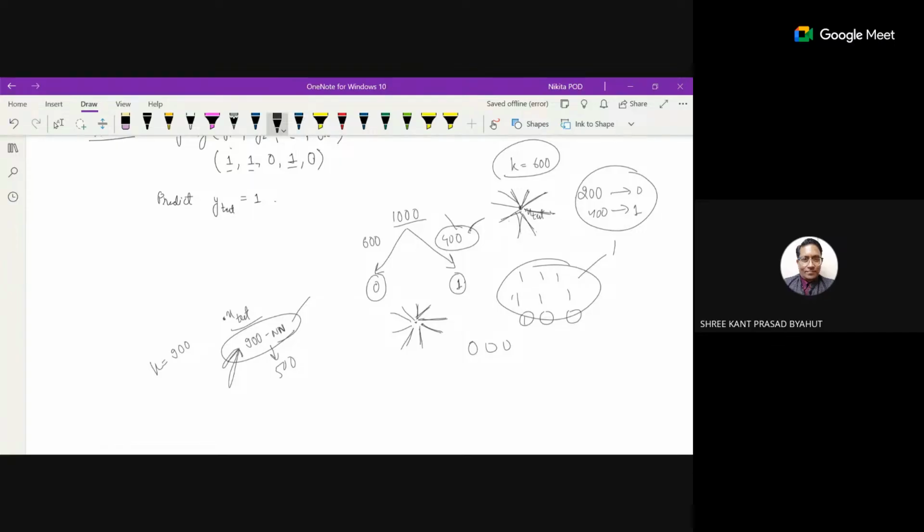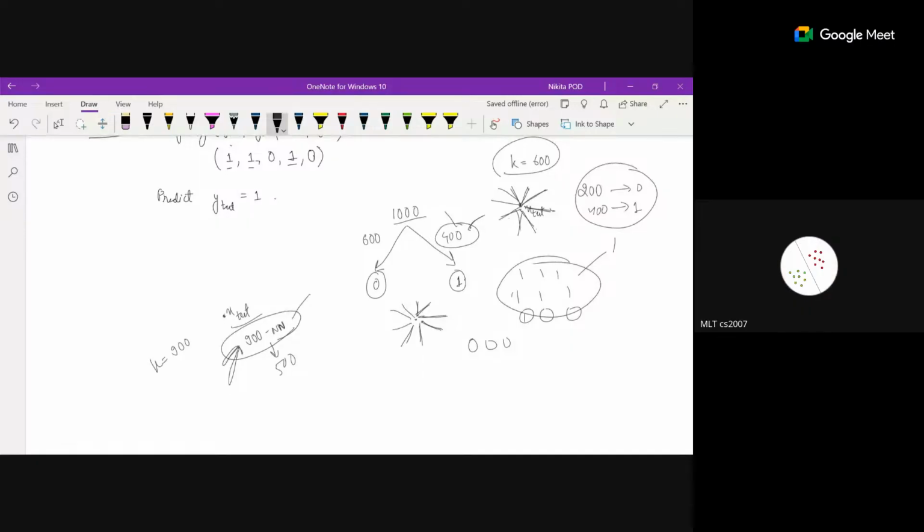Then, because we don't have the value of the test data, how will we measure the distance? See, it's not about measuring the distance. That's what I'm saying.